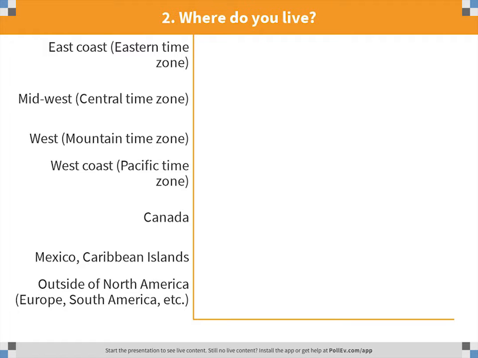Okay, our second polling question is, where do you live? Again, we're just collecting some demographic information to help get a sense of who we have participating. The first four options are for the United States: A being the East Coast, B the Midwest, C the West, or D the West Coast. And then we have some options for outside of the U.S.: E being Canada, F Mexico or the Caribbean islands, or G somewhere outside of North America.